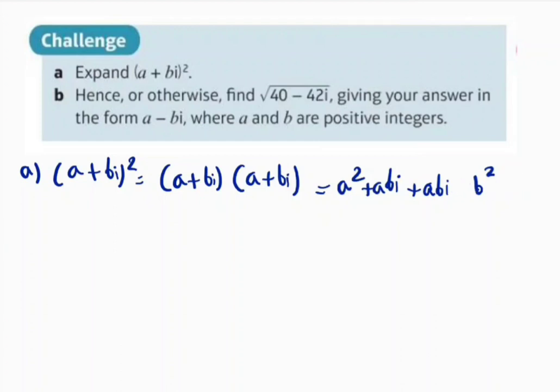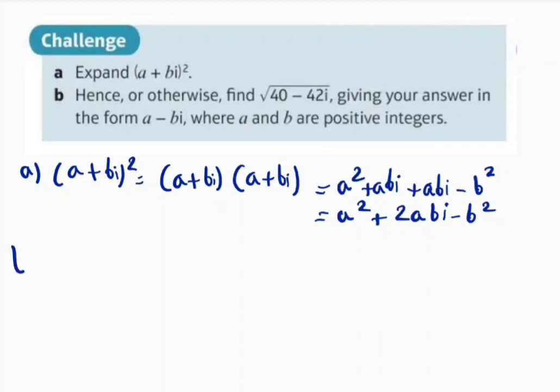I just wanted to show you that, but there is no need to write that and then change it to minus b squared, right? Of course we can simplify this, which gives us a squared plus 2abi minus b squared. So that's part A done.